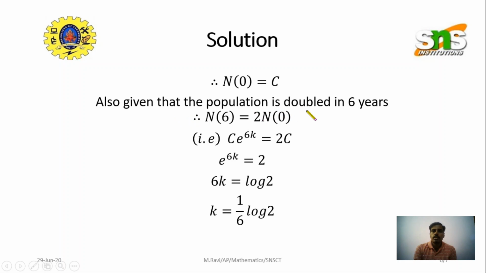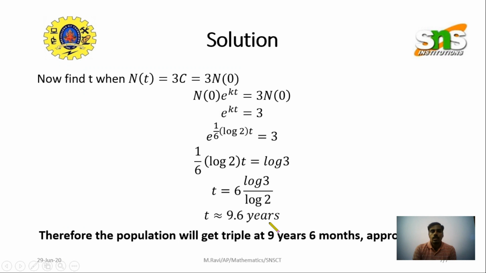Also in the problem it is given that the population doubled in 6 years. What does it mean? N of 6 equals 2 times the initial population, which is 2 times N of 0. So N of 6 is nothing but C e power 6k equals 2C. Solving, you will get e power 6k equals 2. So 6k equals log 2, and k equals 1 by 6 into log 2.